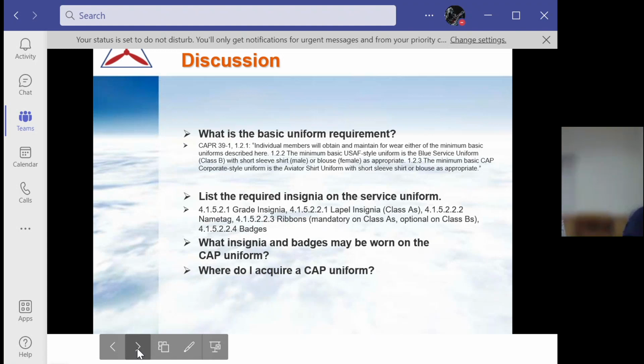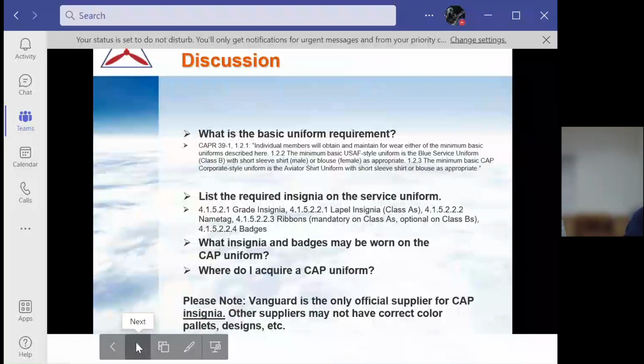Please note, Vanguard is the only official supplier for CAP insignia, not necessarily uniforms, but insignia. Other suppliers may not have correct color palettes or designs. If it looks right, it looks right. Just like with Civil Air Patrol name tapes.